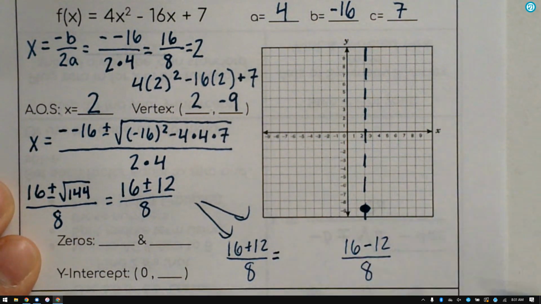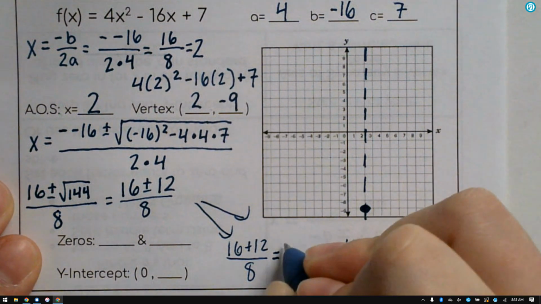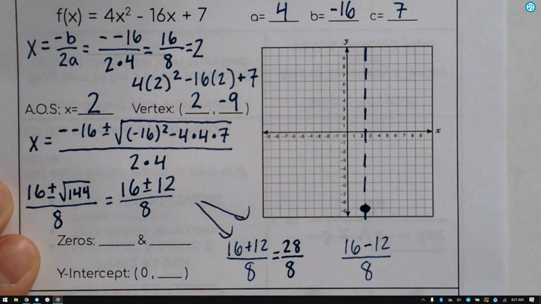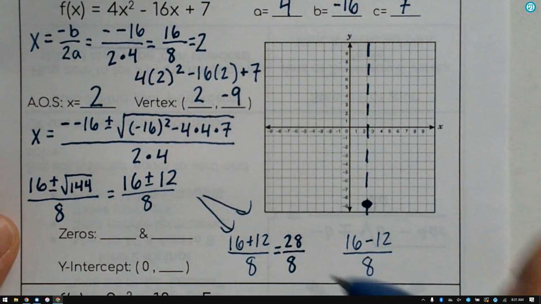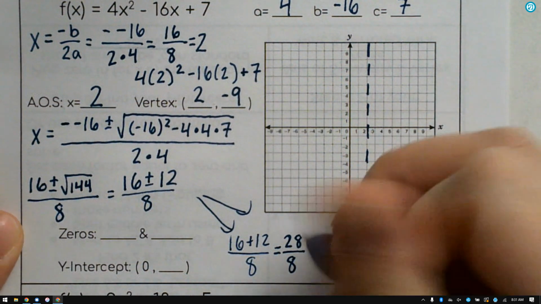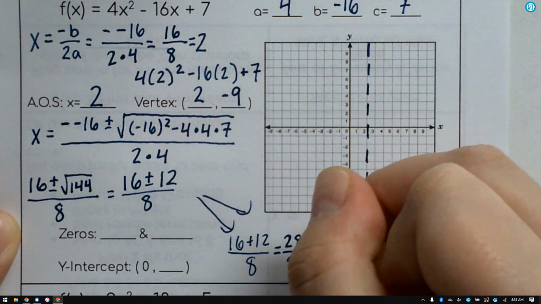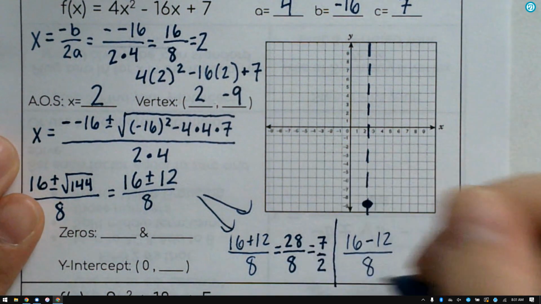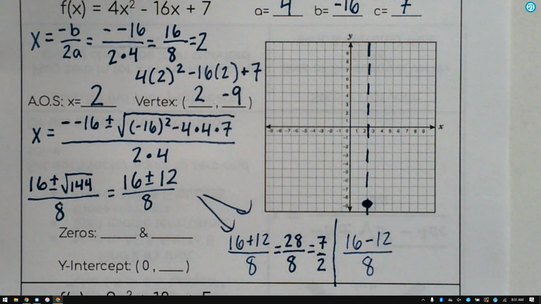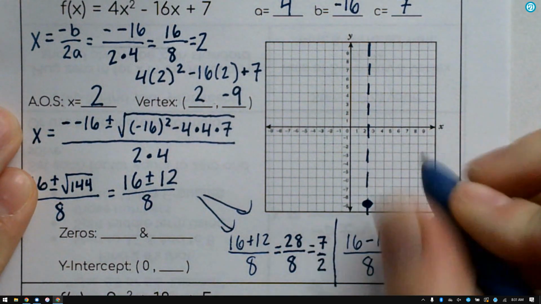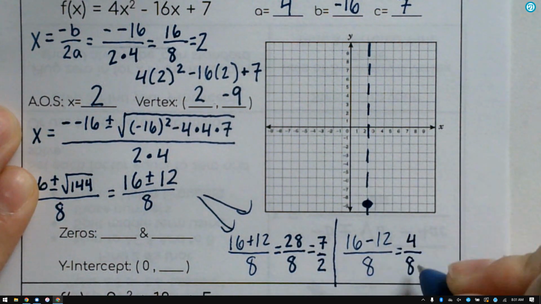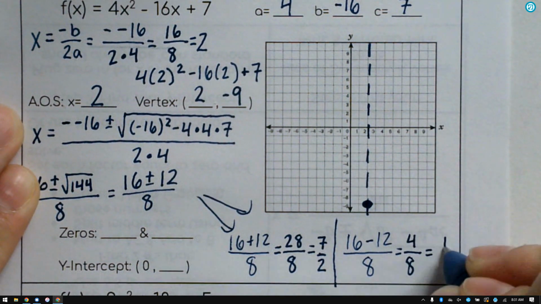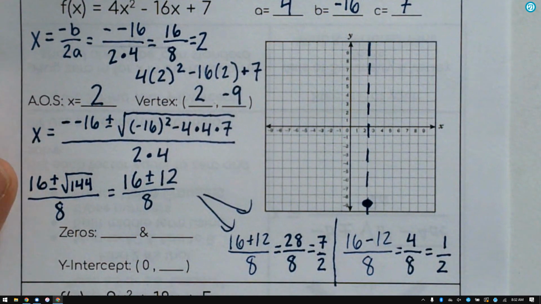16 plus 12 is 28, so 28 over 8. You can divide 28 and 8 both by 4, which gives me 7 halves. 16 minus 12 is 4, and 4 is half of 8, so 4 over 8 is the same thing as 1 half. So I get 7 halves and 1 half.